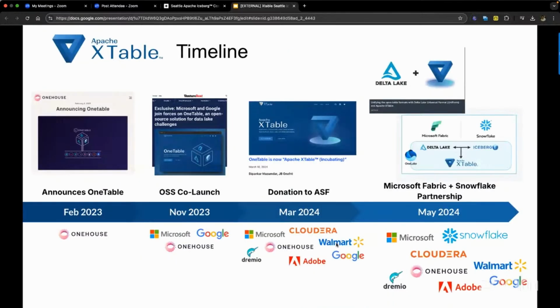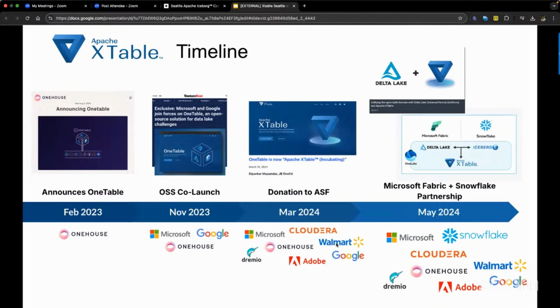So just a quick timeline of events for how XTable came to be. Essentially, the company I work at, Onehouse, had made an internal product known as OneTable. We did a co-launch with Microsoft and Google to have this open source. And then more vendors and companies got interested in the project. So we were able to donate this to the Apache Software Foundation.